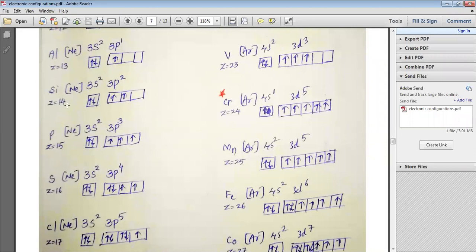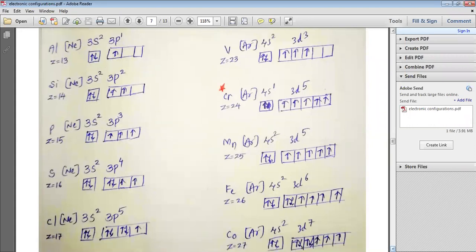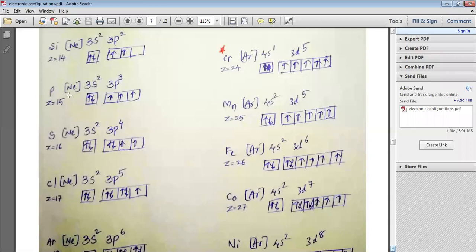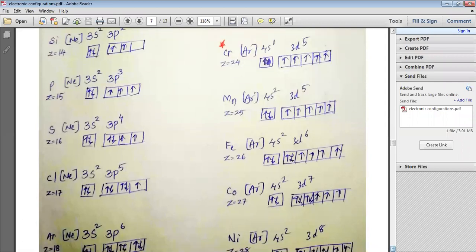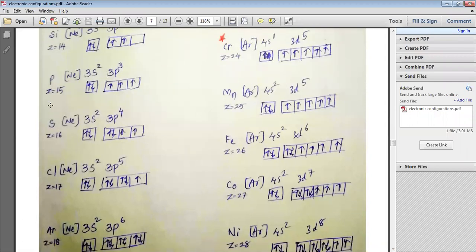When atomic number is 14, we have silicon, it is [Ne] 3s2 3p2. So in the p orbital, 2 electrons are filled with the same spin. In phosphorus, we have [Ne] 3s2 3p3. So all the three px, py, pz are filled with the same up spin. Then we have sulfur, atomic number 16, [Ne] 3s2 3p4. Again, 4 electrons are filled with one orbital paired inside it, and then chlorine, Z = 17, [Ne] 3s2 3p5.